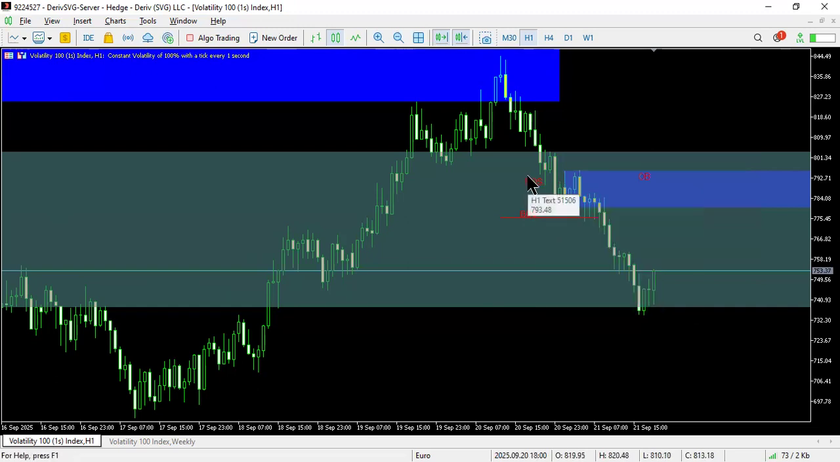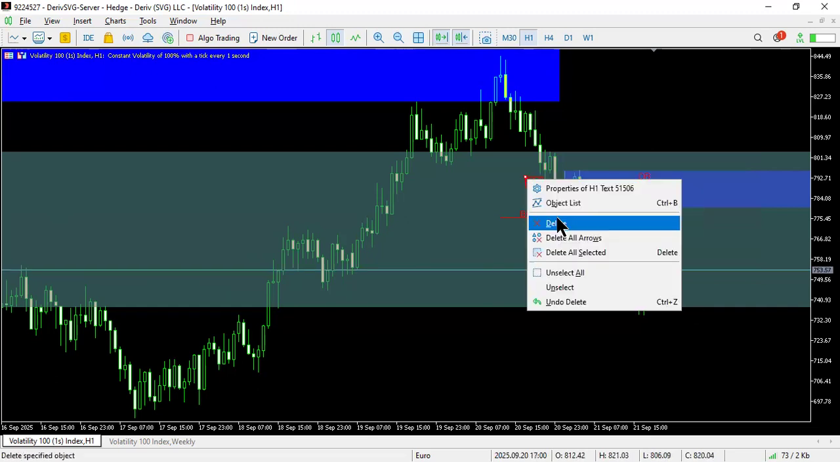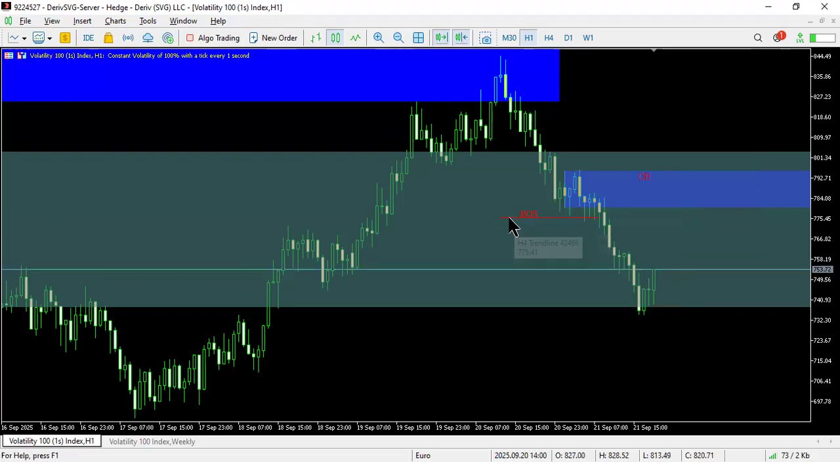And then always make sure the order blocks are being mitigated, because if they are not mitigated and you place your entries elsewhere, you might become the liquidity. Always make sure as price is moving, the order blocks are being mitigated. Otherwise, you will enter from a liquidity area.